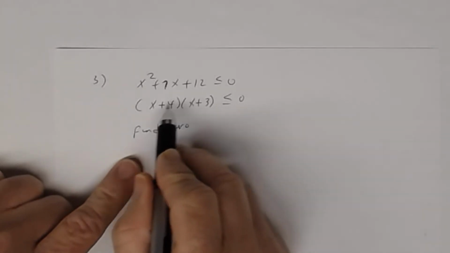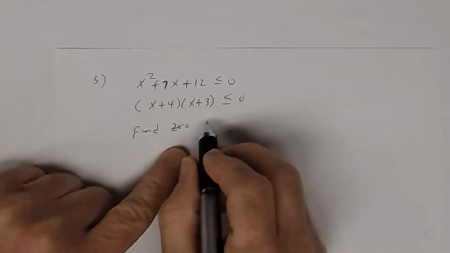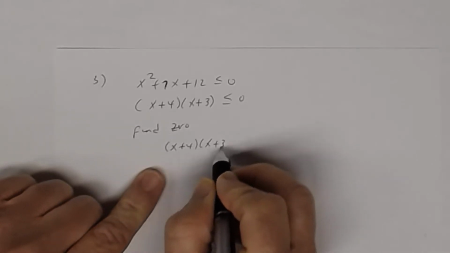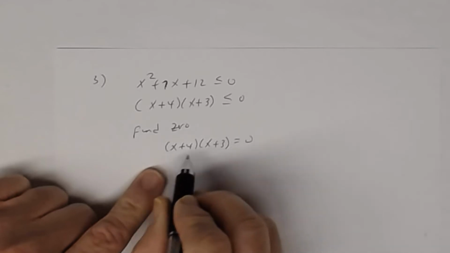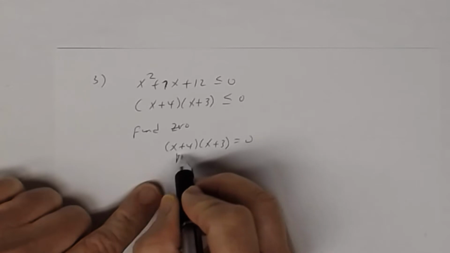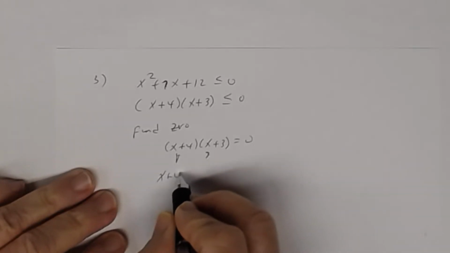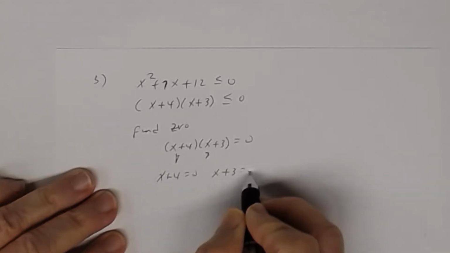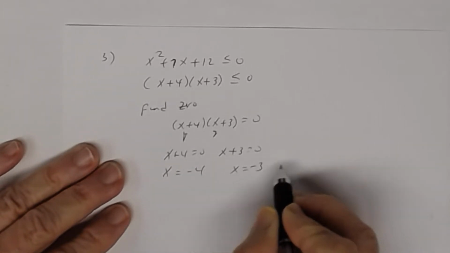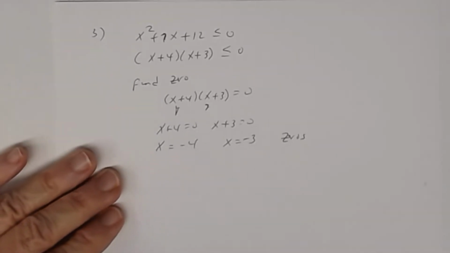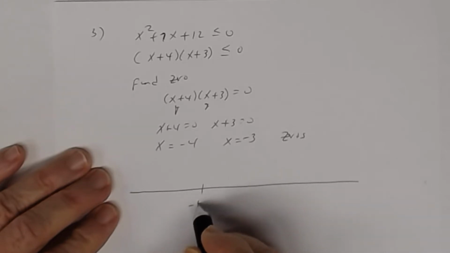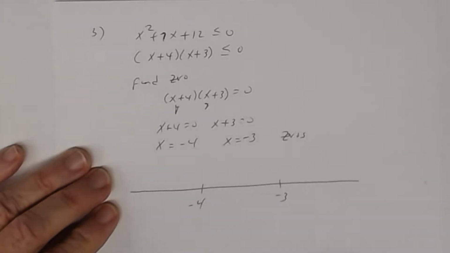So it's always easiest to use the factored part. So to find the zeros, you're going to set that equal to 0. So x plus 4 times x plus 3 is equal to 0, and then you solve this equation. So you have two factors whose product is 0, so one of these has to be 0. So x plus 4 equals 0, x plus 3 equals 0. So my zeros are negative 4 and negative 3. So those are your zeros. Okay? Now once you find your zeros, you got to put that on the number line. So here's negative 4, put them in order, and here's negative 3.